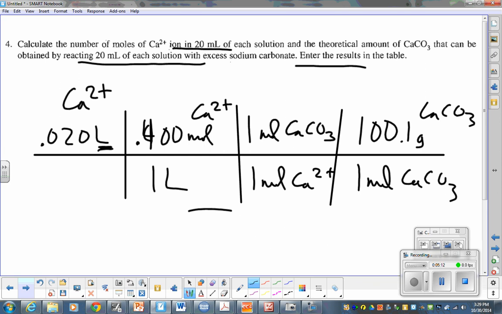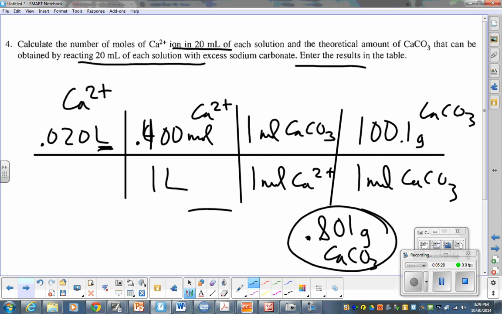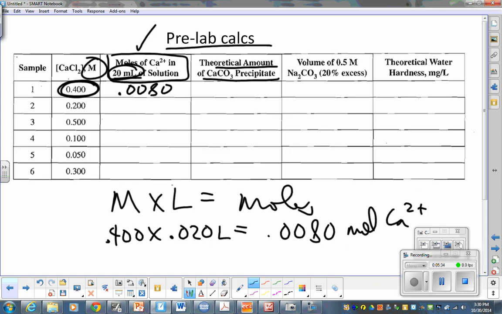So I'm going to run that grid. When I run that grid, I get 0.801 grams of CaCO3. That means if I knock out every single calcium ion in there, when I weigh my precipitate after it dries, it should weigh 0.801 grams. So I would go back to the table here. 0.801 grams would be my theoretical yield.